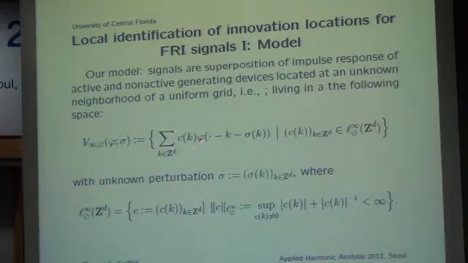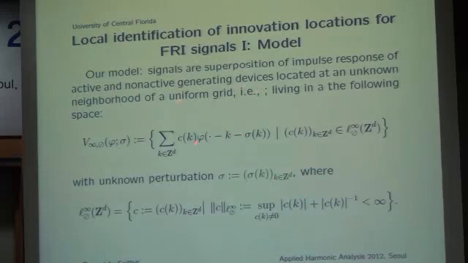This kind of model, you can understand the signal as a superposition of impulse responses of active and non-active generator devices, located at unknown neighborhoods of a uniform grid. You can see this is a uniform grid. We don't know the locations, but we know they are in a neighborhood of the uniform grid.